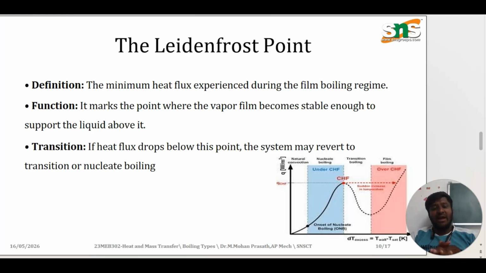The final is the Leidenfrost point. At the Leidenfrost point, the vapor begins to boil and is completely vaporized. Next, if the heat flux drops below this point, the system may revert to transition or nucleate boiling.